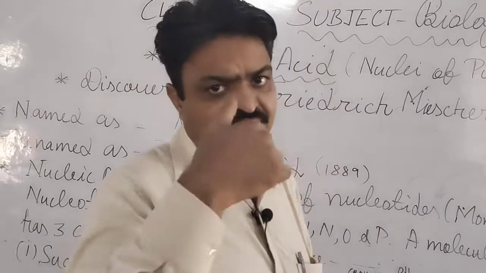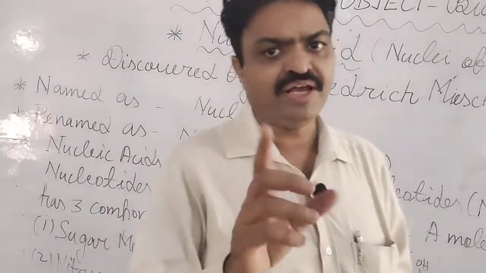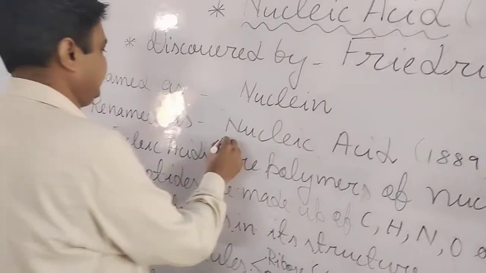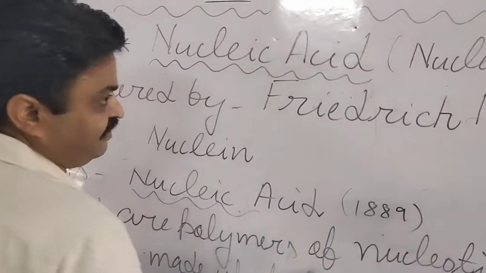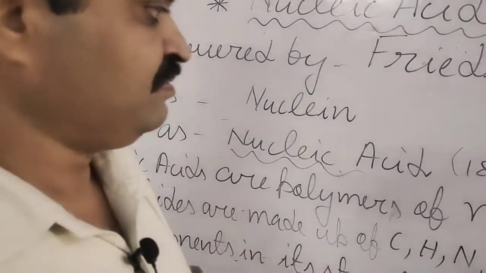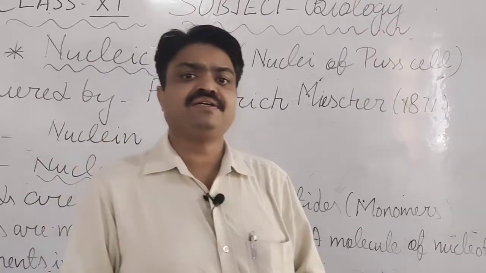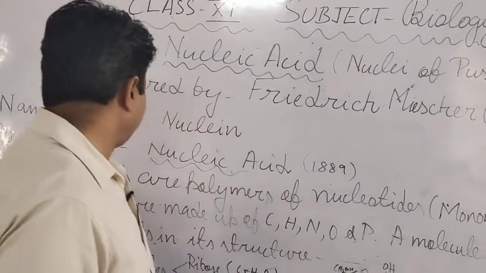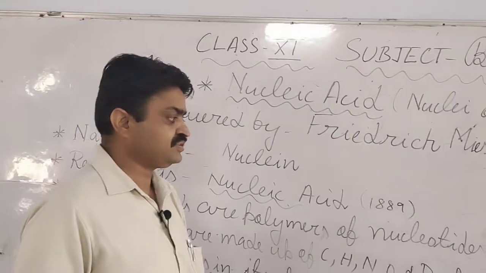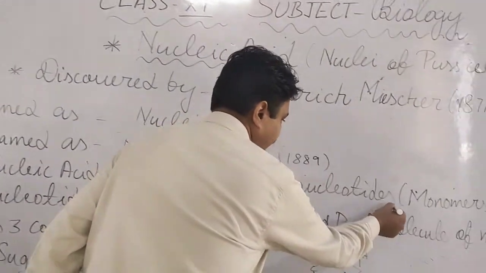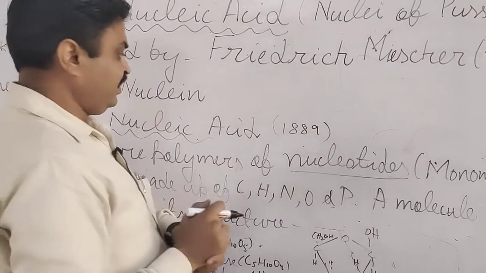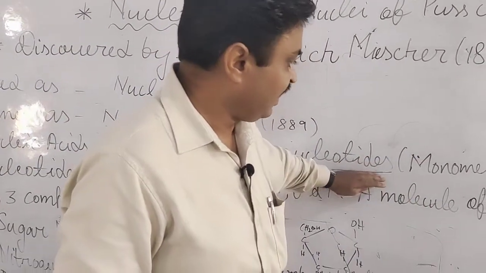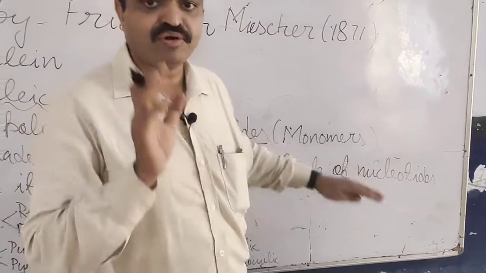After that there is another scientist known as Altmann. Altmann gave the name nucleic acid in 1889, student. After that, research was done and it was found that nucleic acids are polymers of nucleotides. Polymer means it is a long chain of nucleotides, and the nucleotide is known as the monomer, student.